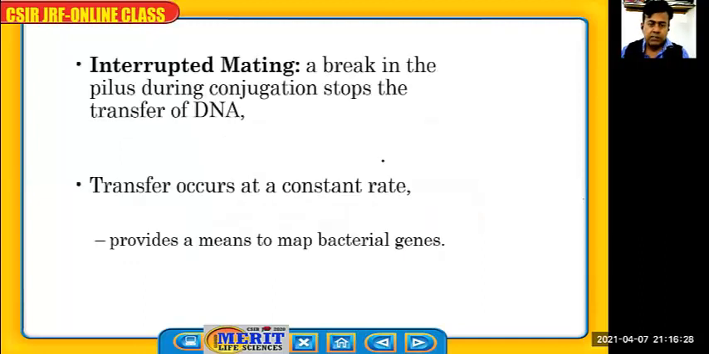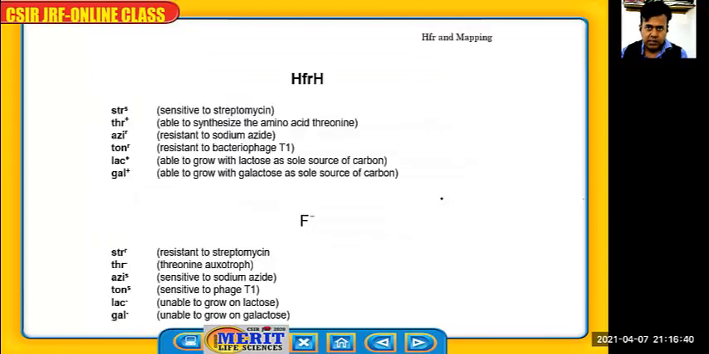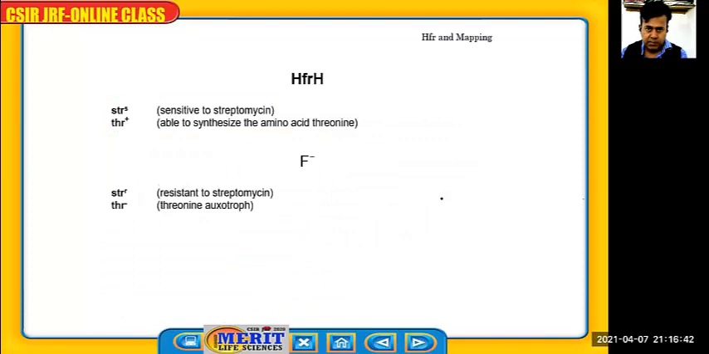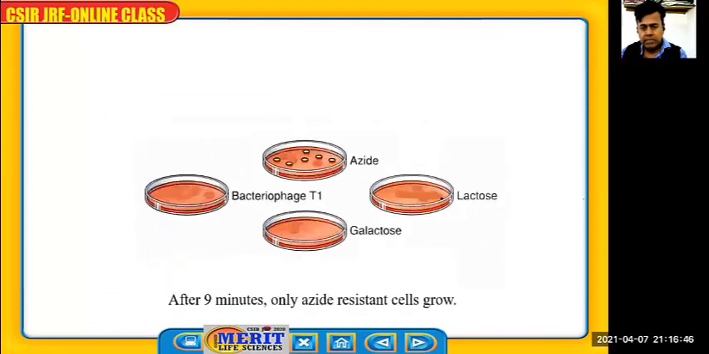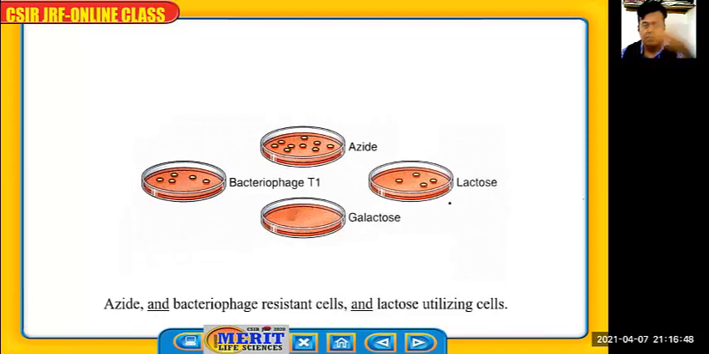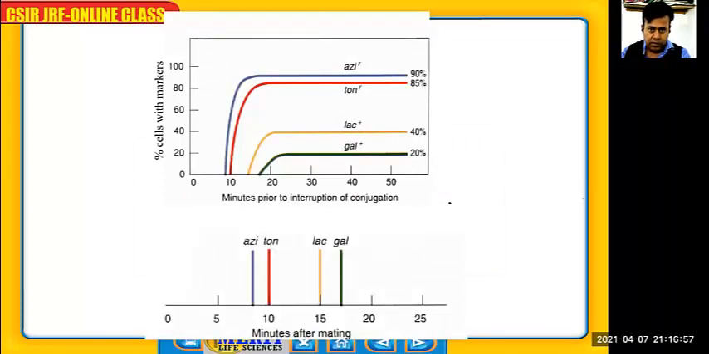And I was discussing interrupted mating, that is co-transduction, when the viruses attack the bacteria, and how we can calculate the interrupted mating. The timeline is equivalent to the distance unit. So now I think you can solve this problem.